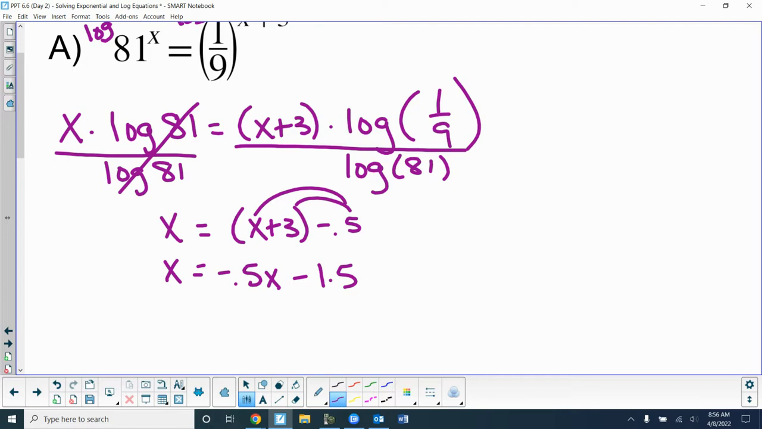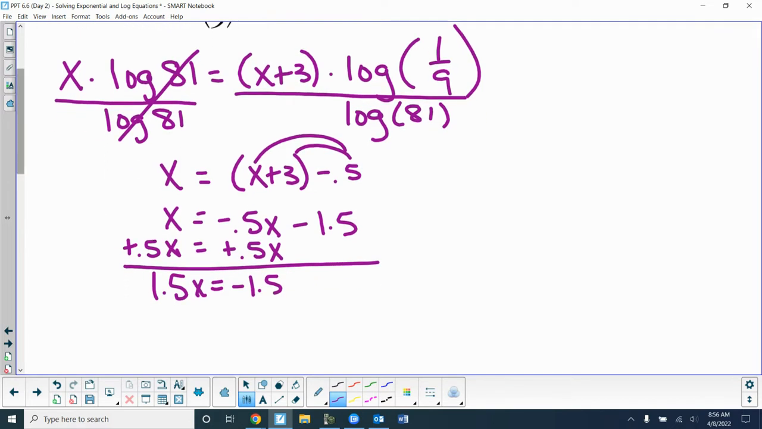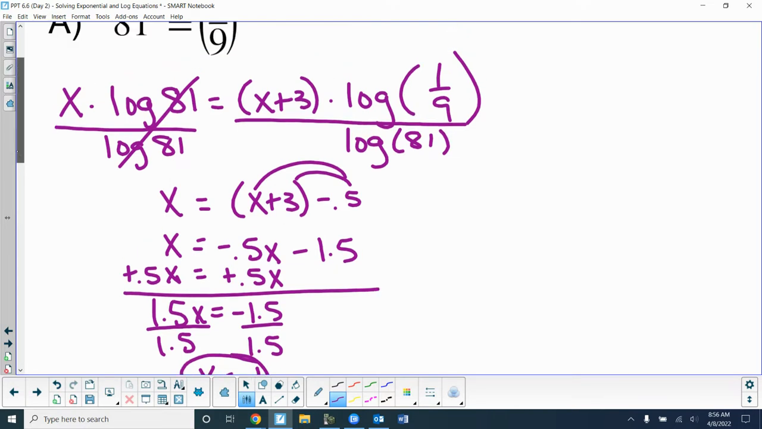All right, I'm going to add the 0.5x, or the half x. So what's 1x plus a half x? 1.5x, right? And then I divide by 1.5. What do we get? 1. Close. Not 1. Negative 1, yeah. Okay.